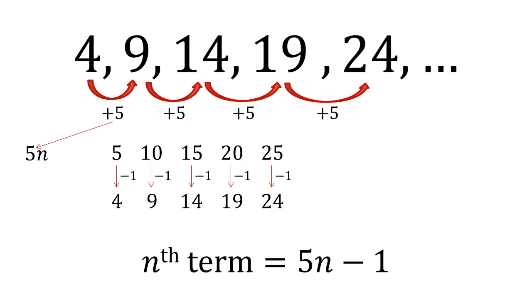And again, let's pick a random term, see if it works. Let's go for the fourth term this time. So the fourth term is 5 times 4, which is 20, minus 1, which is 19, which is indeed the fourth term of our sequence.